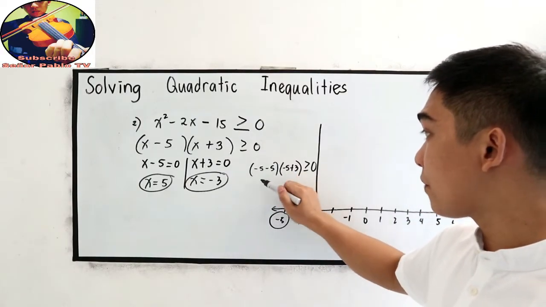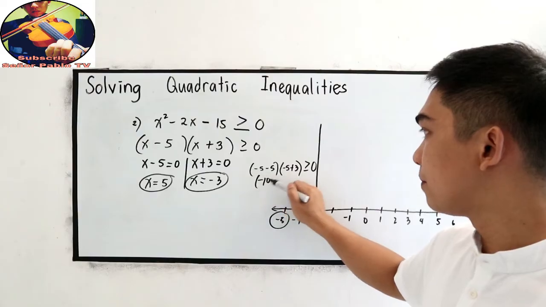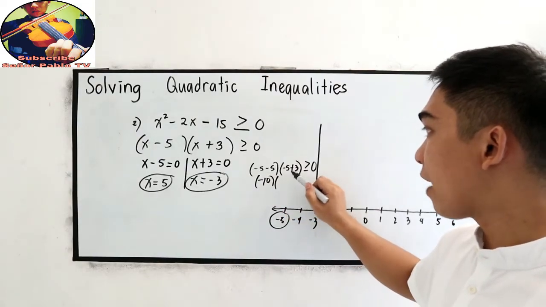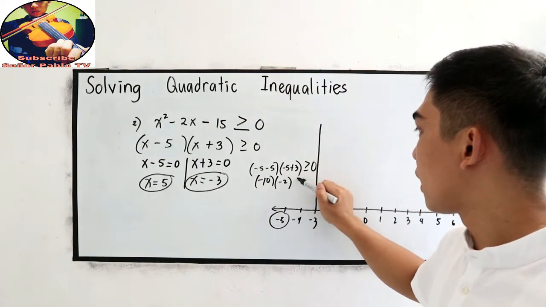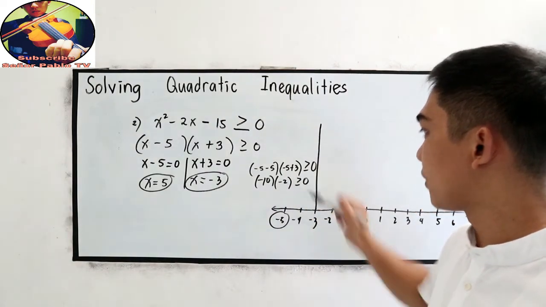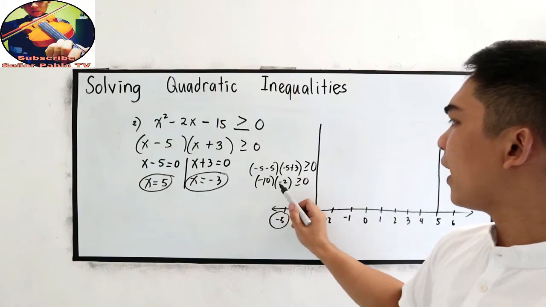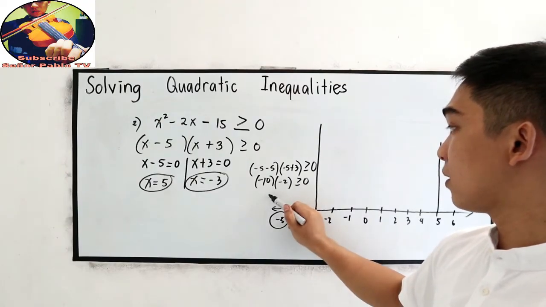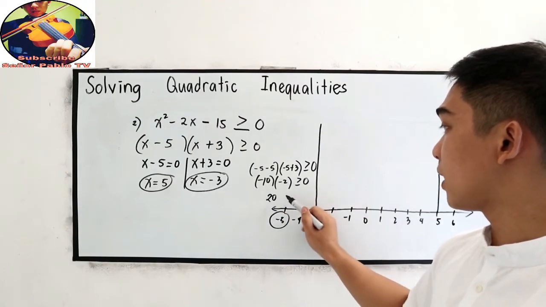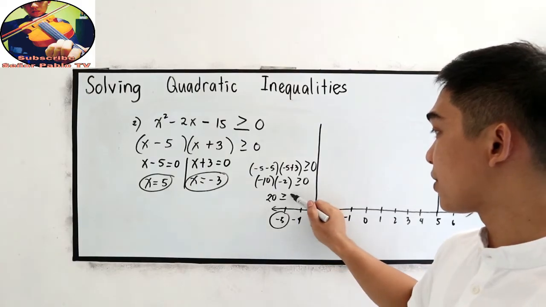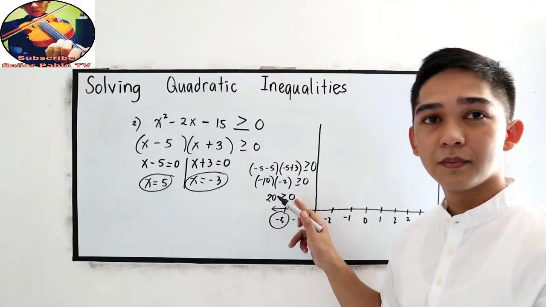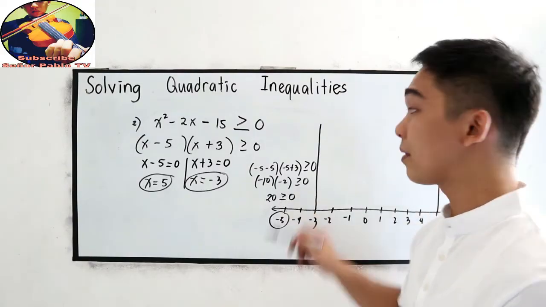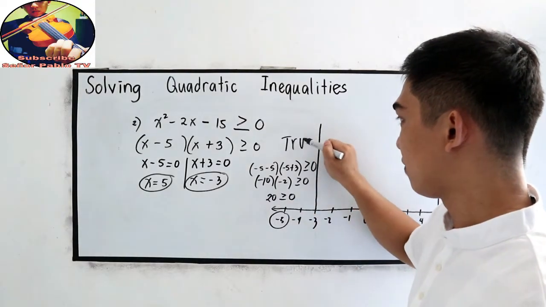Let us check if this negative 5 satisfies our inequality. Negative 5 minus 5, this is negative 10. Negative 5 plus 3, that is negative 2. Greater than or equal to 0. Negative 10 times negative 2, this is 20, positive 20. Greater than or equal to 0. Is 20 greater than 0? Yes. That means this is true. Okay.